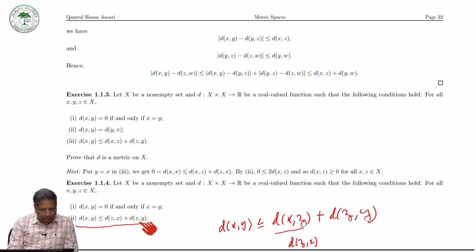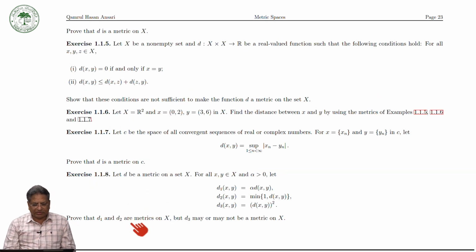Yes, you can take this one, and then the same way you can substitute something else. You can prove that dyx is greater than or equal to dxy, and then you will prove that dxy is equal to dyx. Then you can prove that it satisfies the symmetric condition. So by using this, you can prove that D is a metric on X.